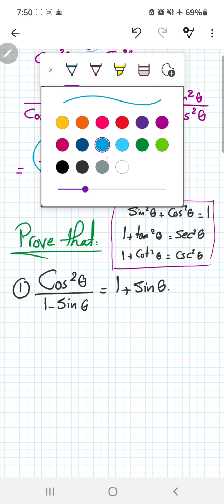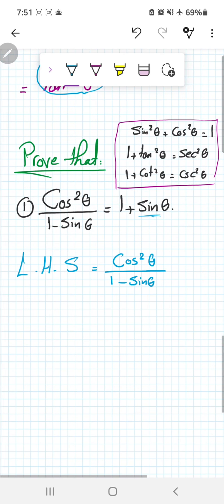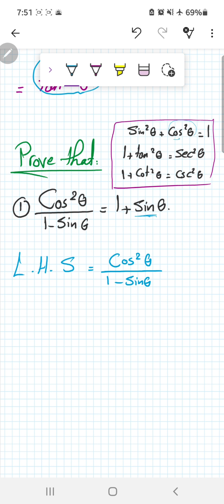First take the left hand side. We want to prove that the left hand side equals the right hand side. So the left hand side equals cosine power 2 theta over 1 minus sine theta. What about the right hand side? The right hand side will be 1 plus sine theta. So we want to change cosine to sine using the first trigonometric identity. As we said, cosine power 2 theta equals what?